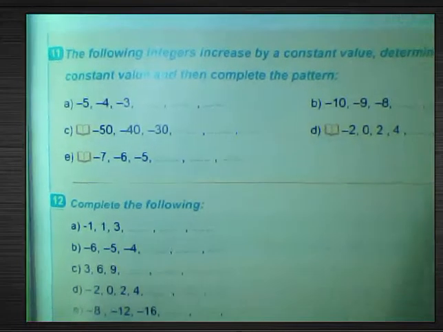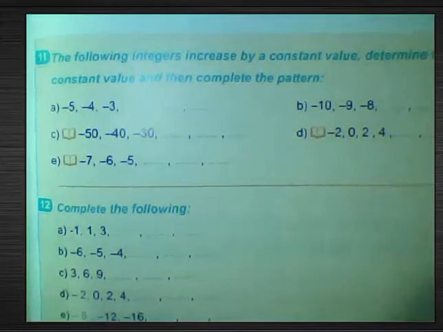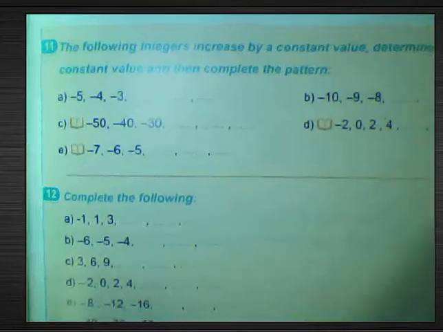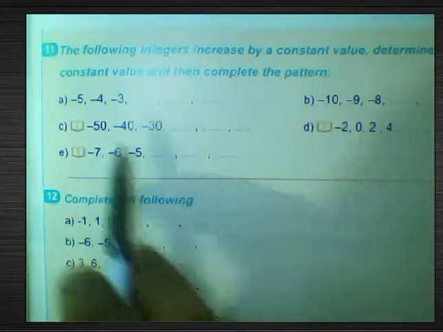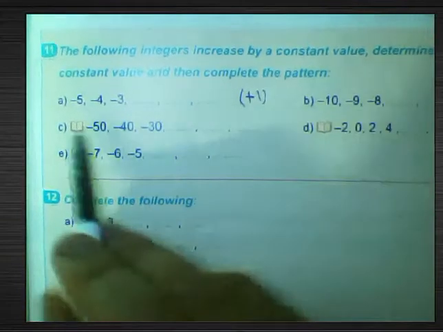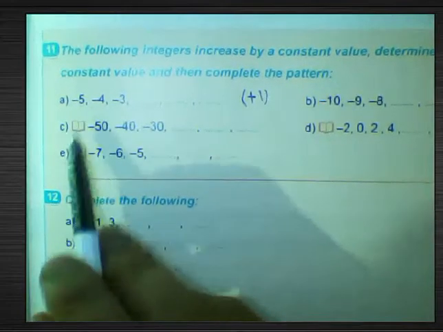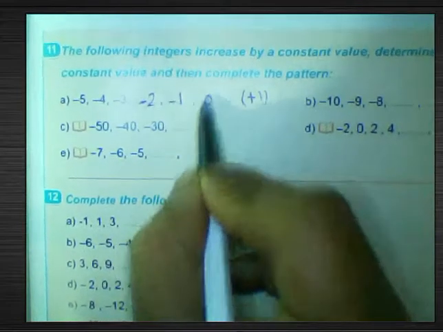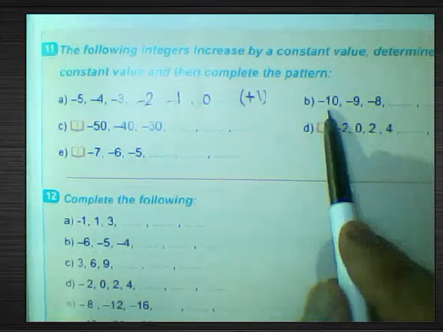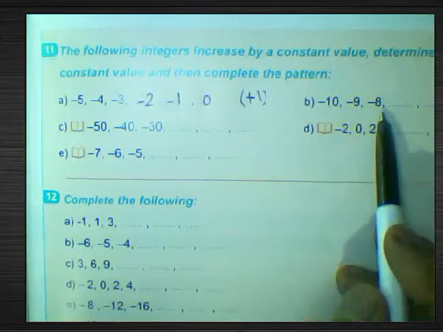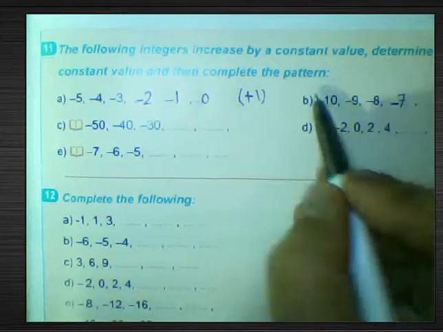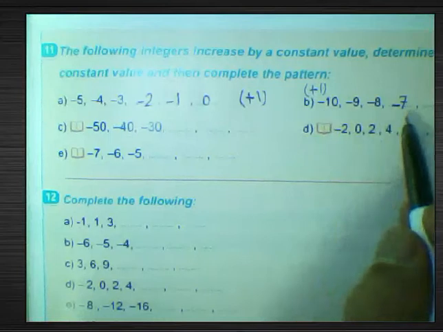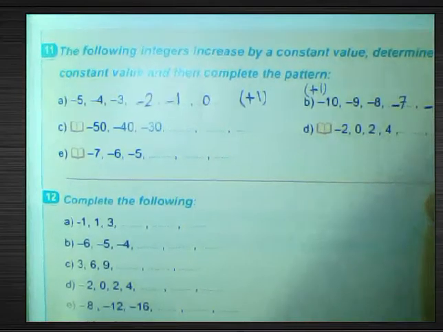Question 11. The following integers increase by a constant value. Determine this constant value and then complete the pattern. -5, -4, -3. The constant will be +1. He will add 1 to each digit. -5 plus 1, -4, -3, -2, -1, and 0. Question B. -10, -9, -8, -7. So the constant will be +1 here. He adds 1 to each digit. -7, -6, -5. It's okay.